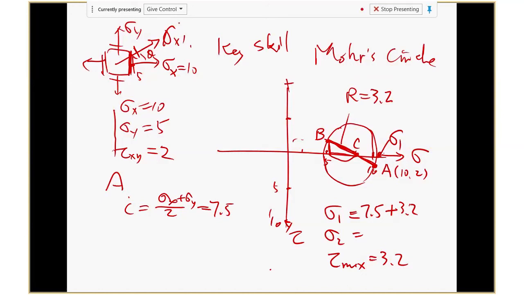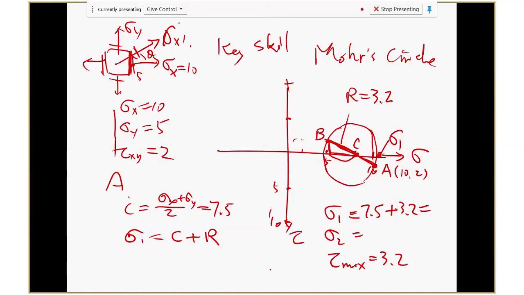Or you write the equation. So sigma 1 will equal the C plus the R. So that equals what? 10.7. Okay, now what's sigma 2? 7.5 minus 3.2. Right? Okay, now what about the principal angle, theta P?